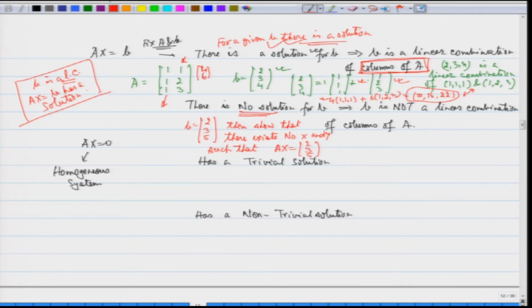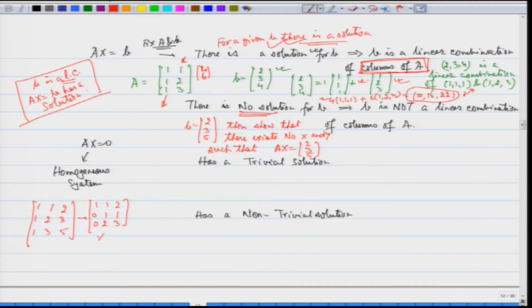How do I show that? Let us compute the RREF of this augmented matrix. The RREF of this augmented matrix, starting from 1 1 2, 1 2 3, 1 3 5, gives me nothing but: 1 1 2, then 1 minus 1 is 0, 2 minus 1 is 1, 3 minus 2 is 1, then 1 minus 1 is 0, 3 minus 1 is 2, and 5 minus 2 is 3.